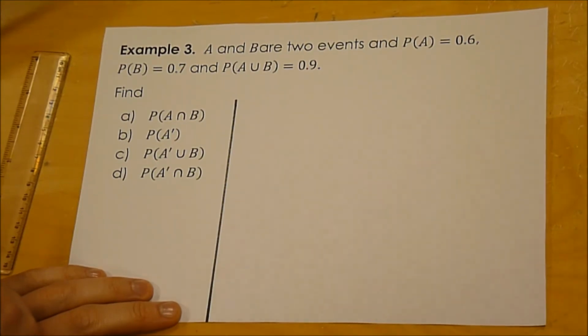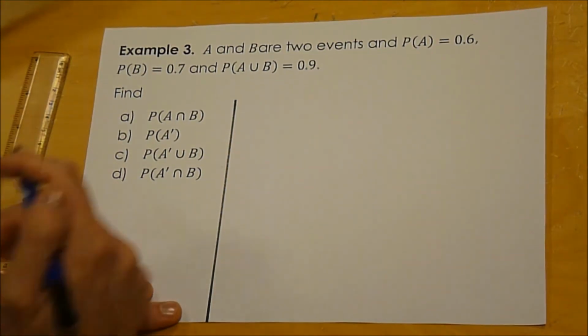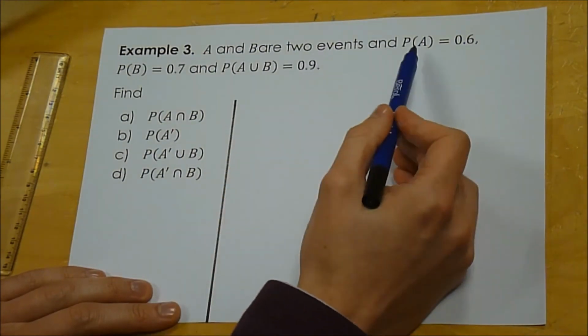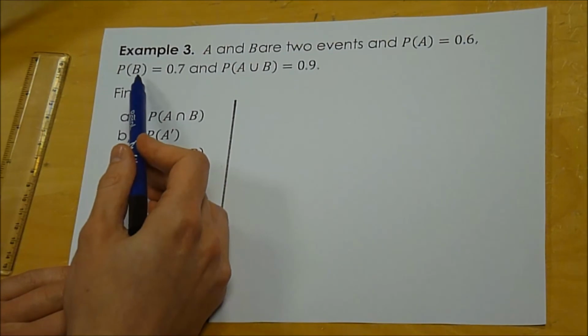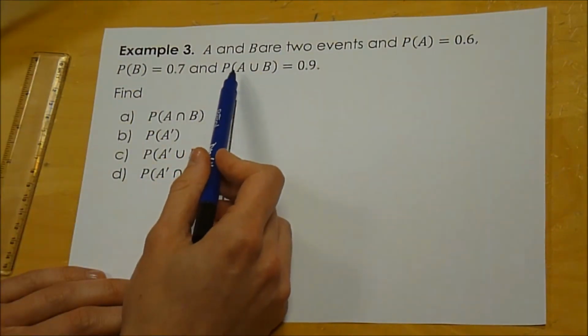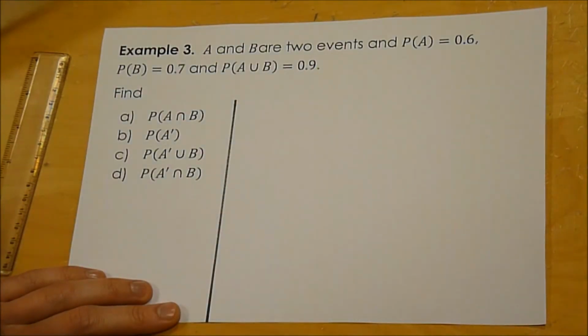Okay, so example 3. This is an example of one of the ways we can use this addition rule. We've been told that A and B are two events, and we know that the probability of A is 0.6, the probability of B happening is 0.7, and we know that the probability of A or B is equal to 0.9. So in part A it asks us to find the probability of A and B.